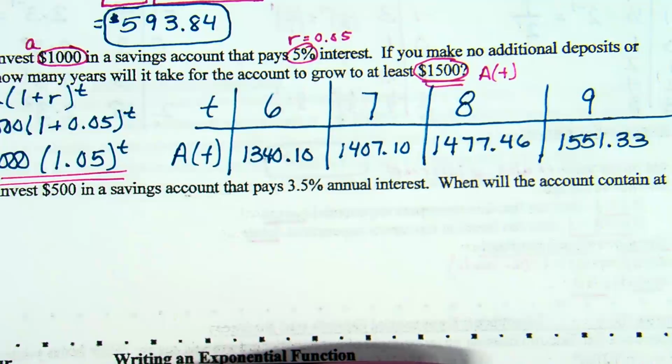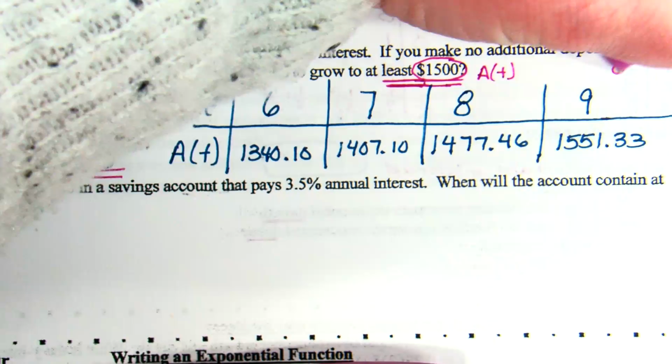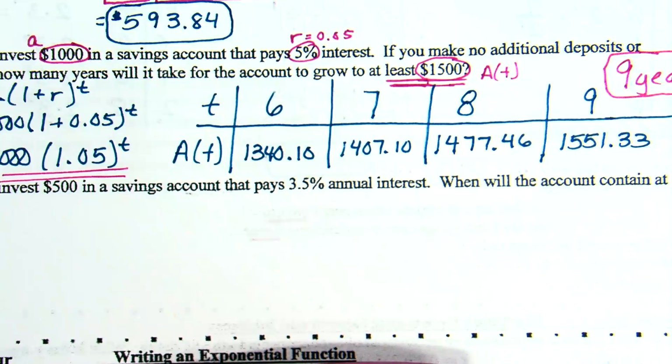What was my question asking? How long would it take for the account to be at least 1,500? What do I want my answer to be? 9 years. Because at 8 years, I wasn't at 1,500 yet. At 9 years, I'm above 1,500, right? And we're not going to go into 8 years and how many months or anything crazy like that.